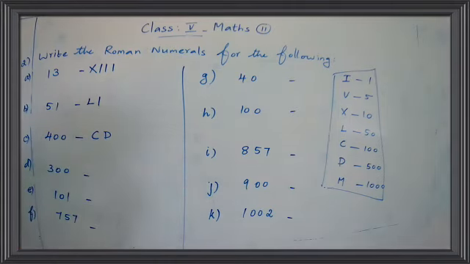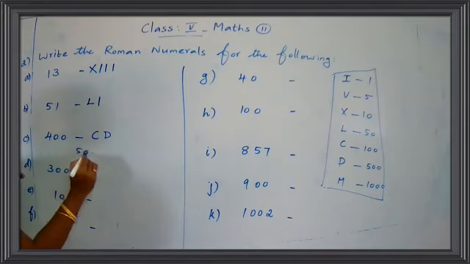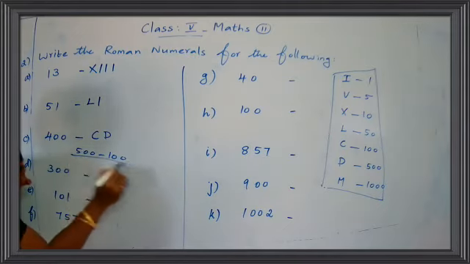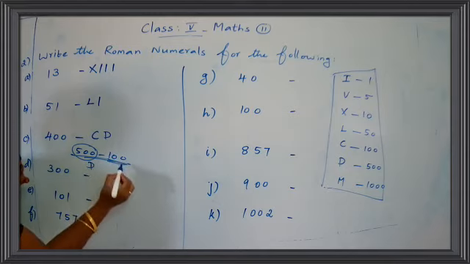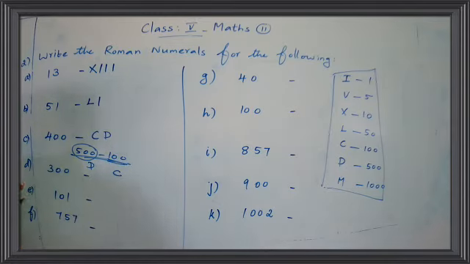புரிஞ்சுதா? 400 எதனால நம்ம CD ன்னு எழுதுறோம்னு? நம்மளுக்கு 400 can be written as 500 minus 100. Okay. Here 500 means D, 100 means C. But here subtraction is there. So your second rule is C is written before the larger number. That's why it is to be subtracted. Okay children. So that's why your answer is CD.